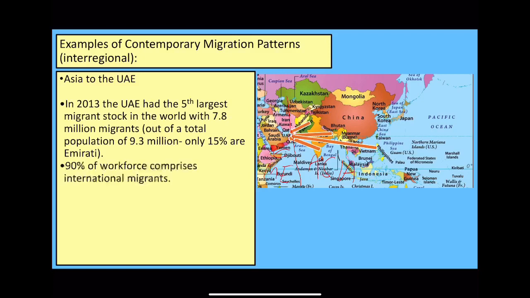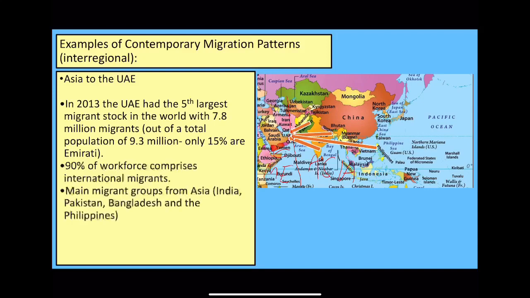So 90% of the workforce is international migrants, and as I've said, this is where they're coming from. They're basically attracted by a demand for labour. There's lots of work in the UAE, there's loads of jobs available, and it's an important word here, relatively high wages.